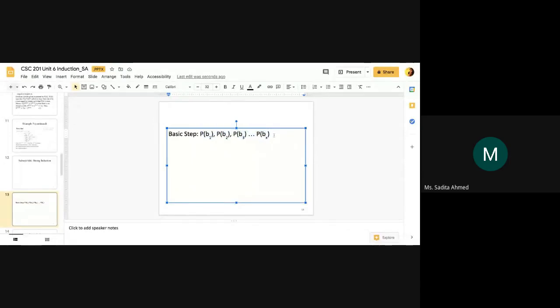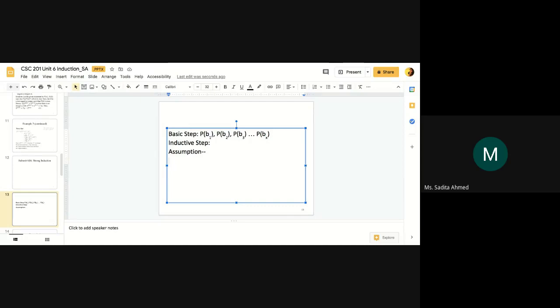Why are we doing this? Why are we proving this for multiple values in the basic step? Because in the inductive step, we are changing the assumption. We are increasing the scope of the assumption. Let's say so far, we assume that the statement is true for k, and hence we have to prove that the statement is true for k plus 1.